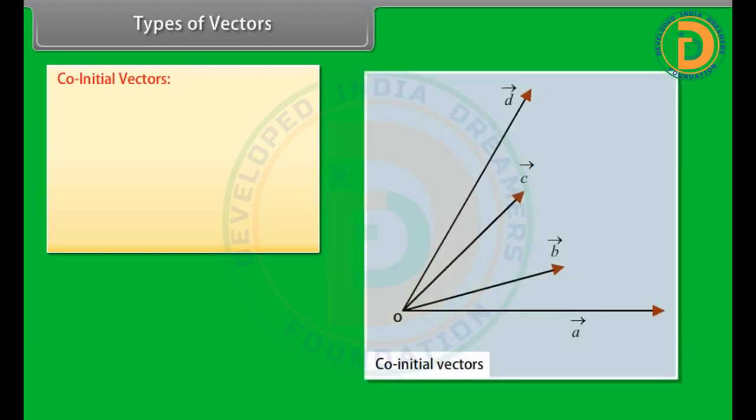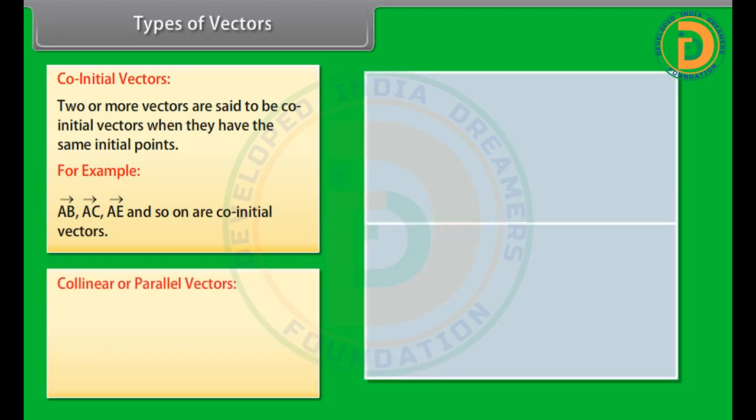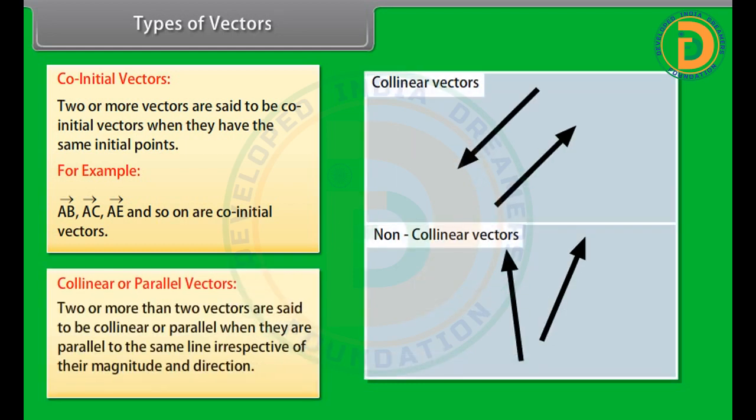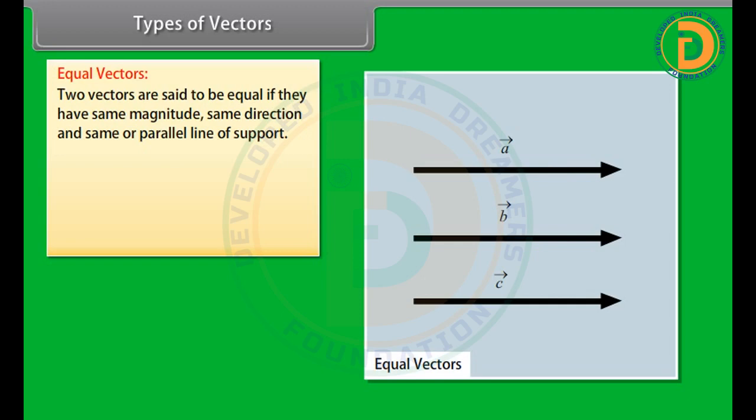Co-initial vectors. Two or more vectors are said to be co-initial vectors when they have the same initial points. For example, vectors AB, AC, AE, and so on are co-initial vectors. Collinear or parallel vectors. Two or more vectors are said to be collinear or parallel when they are parallel to the same line, irrespective of their magnitude and direction. Equal vectors. Two vectors are said to be equal if they have same magnitude, same direction, and same or parallel line of support.